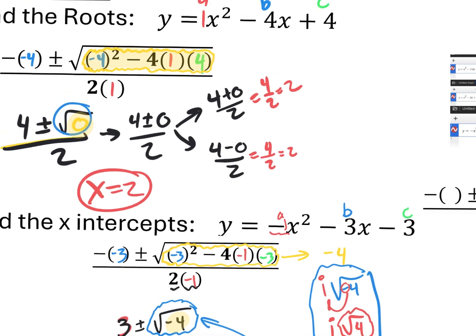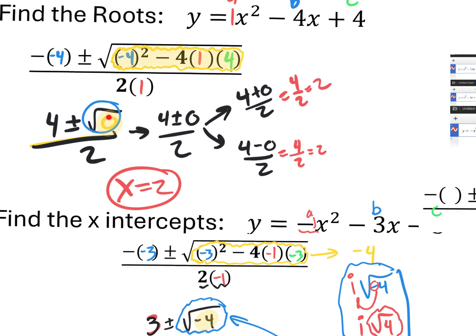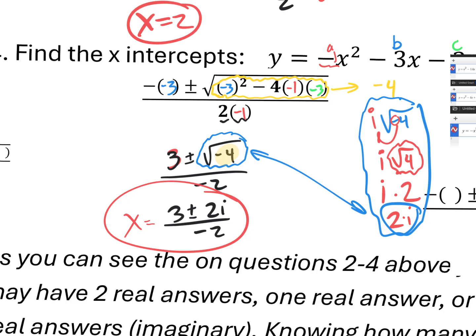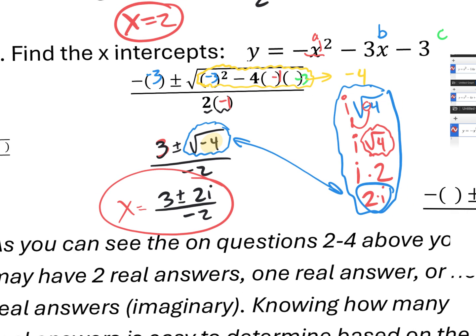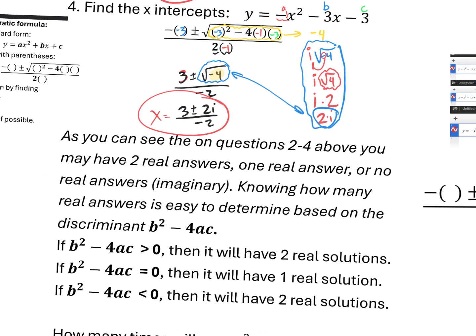But if your discriminant is 0, well, it doesn't matter if you add 0 or subtract 0. You only get 1 answer that's the same answer, okay? And lastly, the most recent one, if your discriminant is negative, then you're going to get no real answers, okay? So that's what you need to conclude based off of these examples.